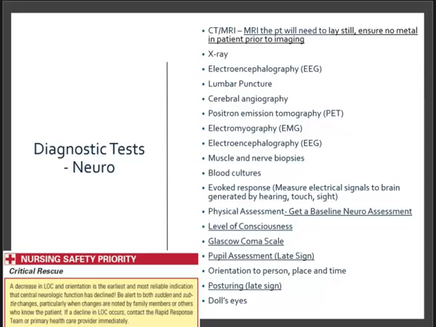Be alert to both sudden and subtle changes, particularly when changes are noted by family members or others that know that patient. If a decline in level of consciousness occurs, contact the rapid response team.